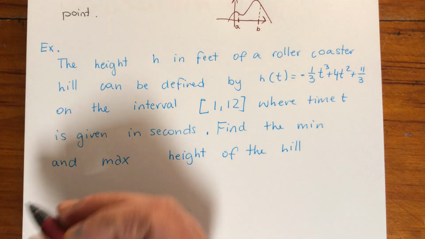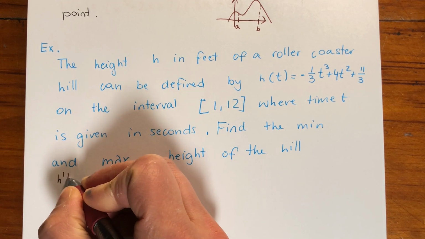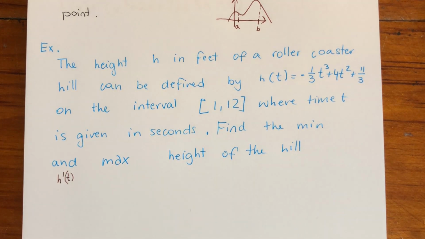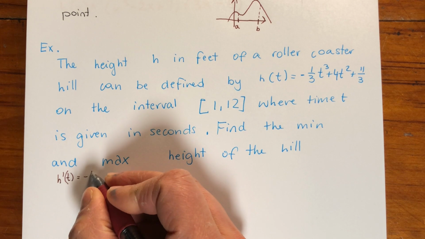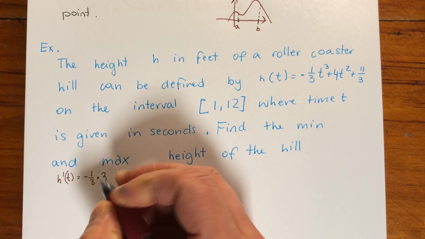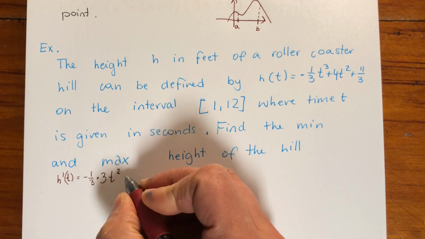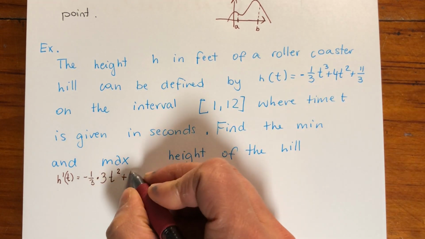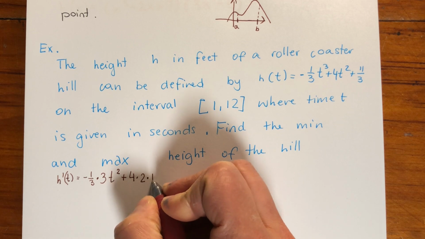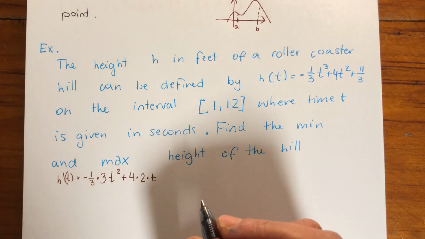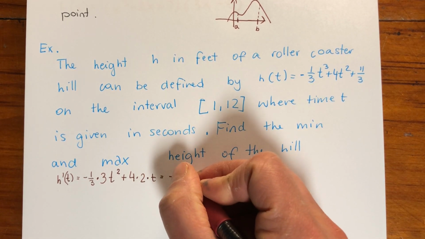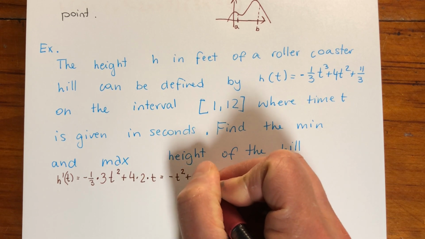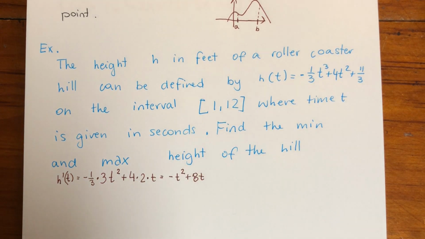Well, let's see. The very first thing that we are going to do is find the derivative. So this is what you were practicing yesterday. We are working with h of t, so the derivative of h of t is going to be, we will bring the 3 in front, so negative 1/3 times 3 t to the power of 2, plus 2 is going in front, so 4 times 2 times t, and then 11 over 3 did not have a variable, so this is gone. I am just going to clean this up. This is going to give me negative t squared plus 8t. So this is the derivative.